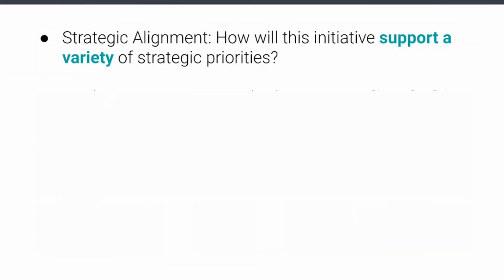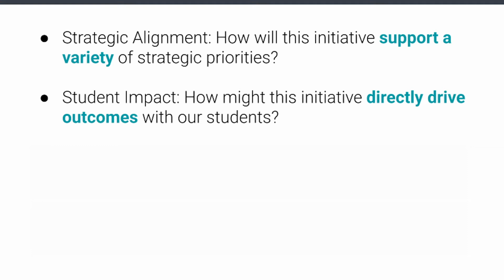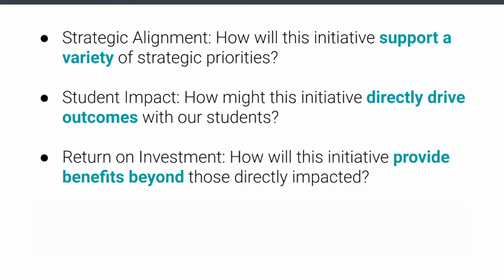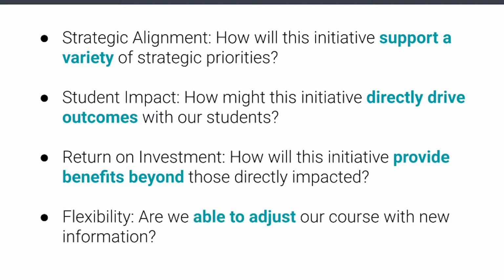Just as impact in a home improvement project is contextual, so will your team's definition of impact be for a strategic plan. We encourage you to consider your team's definition of impact using one, some, or all of the following criteria. Strategic alignment. How will this initiative support a variety of strategic priorities? Student impact. How might this initiative directly drive outcomes for your students? Return on investment. How might this initiative provide benefits beyond those anticipated? Flexibility. Are we able to adjust course with new information?